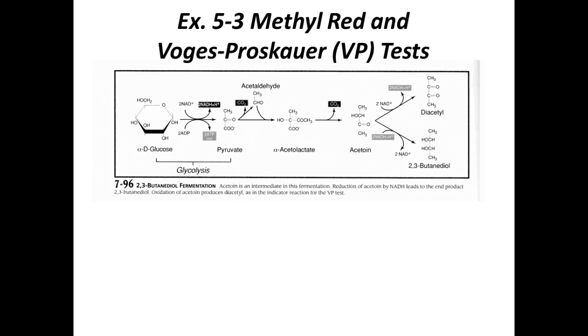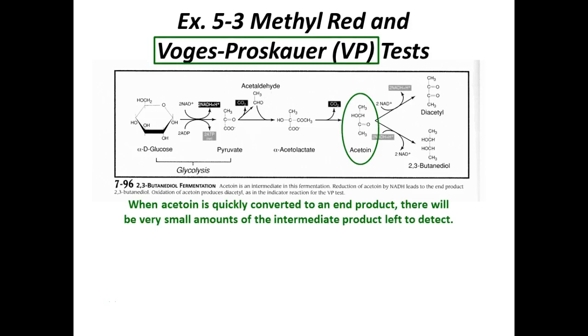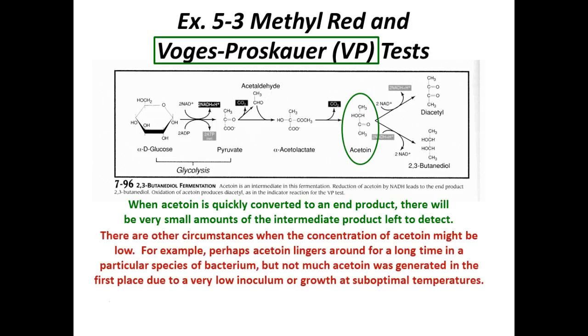So I had to wait, right? Why'd I go backwards? I had it here. All right, so the acetoin is quickly converted into the end product. There will be very little amounts of the intermediate product left to detect. But that's not the case, right?